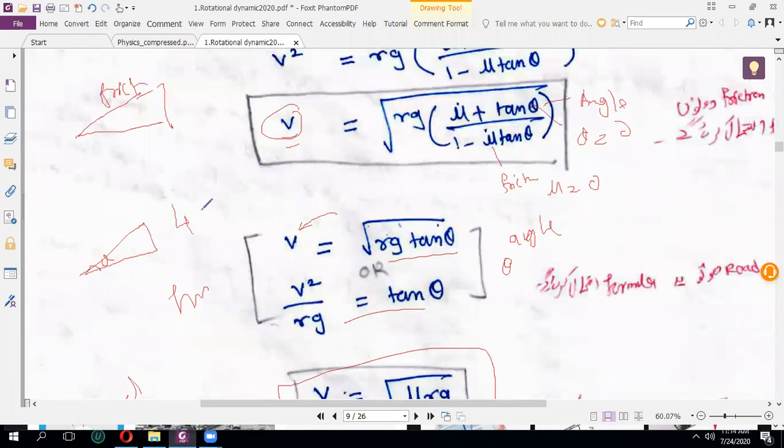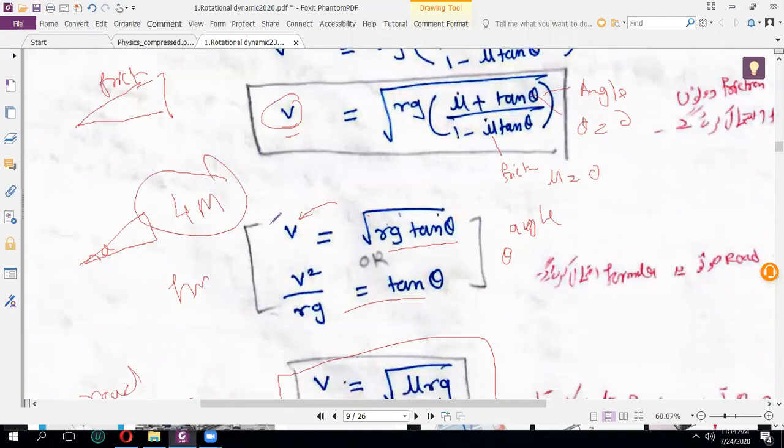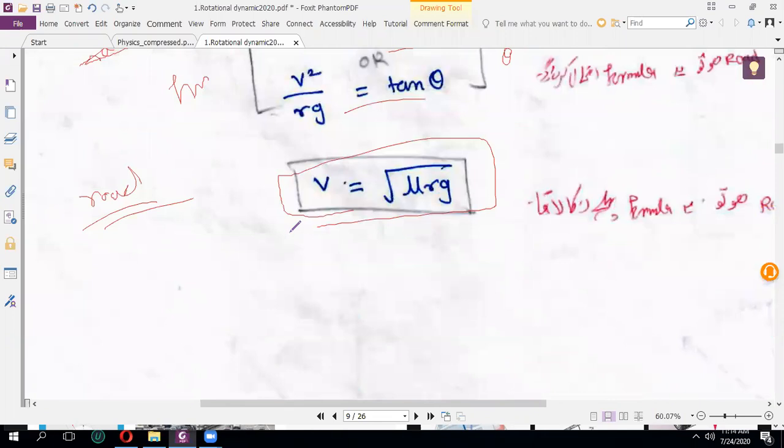And sir, this comes in your board exam for 4 marks. This concept is very, very important.